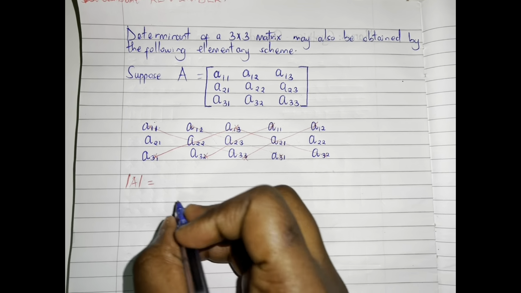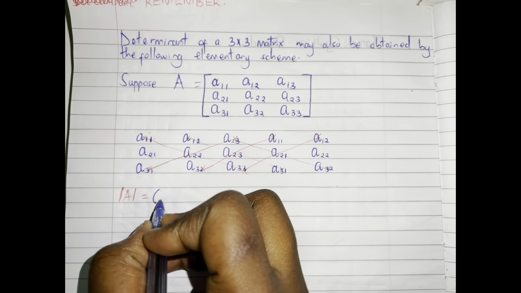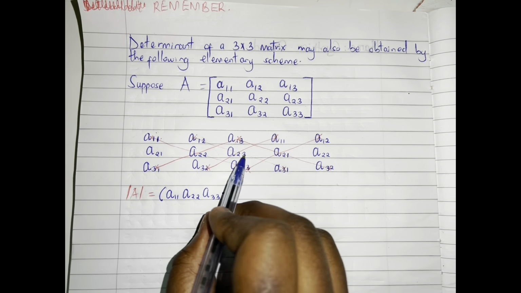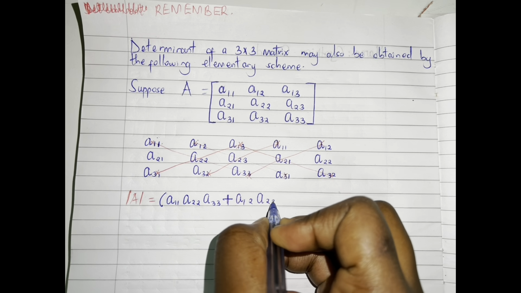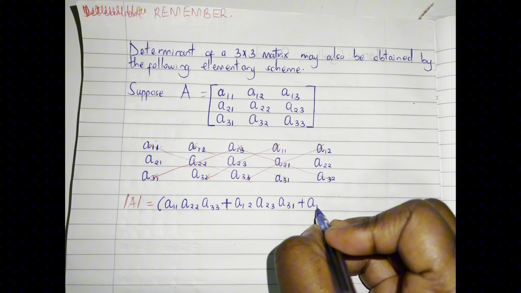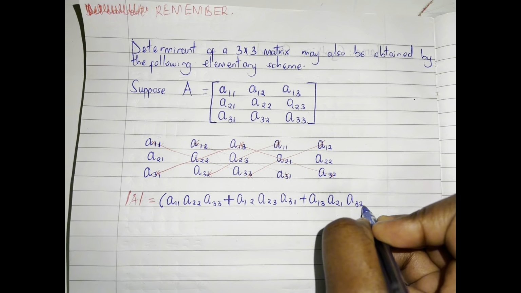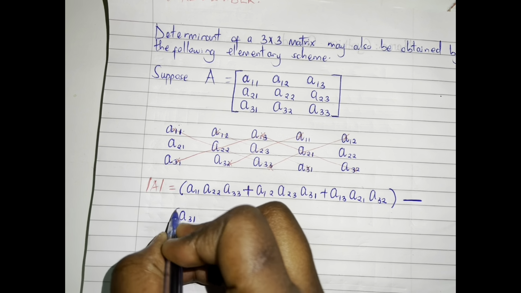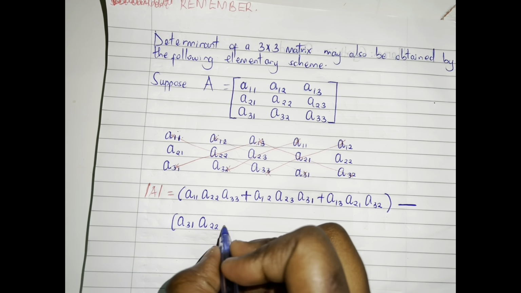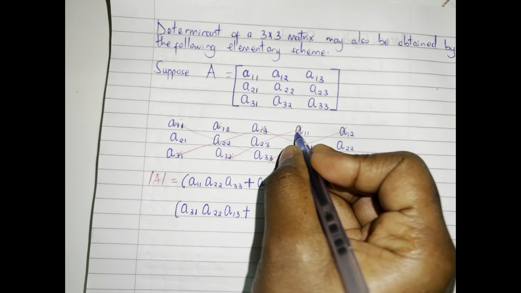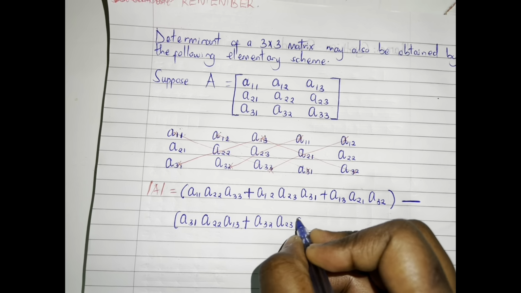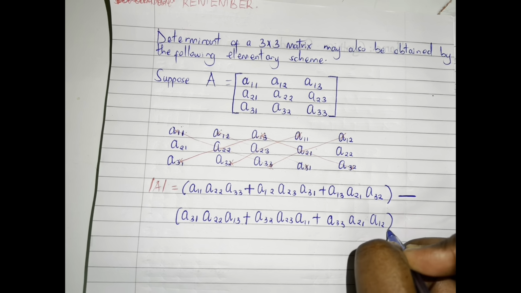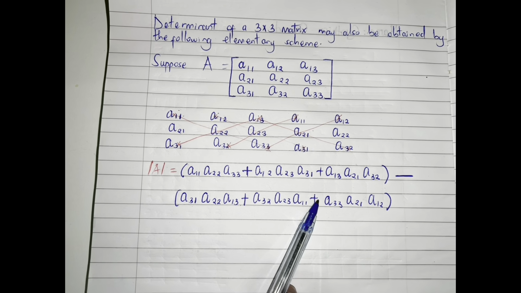So in finding the determinant, this is the formula. We're going to take A11, A22, and A33, multiply them, plus A12, A23, A31, plus A13, A21, and A32, minus, we're going to use the third row, A31, A22, A13, plus A32, A23, A11, plus A33, A21, and A12. From this formula is how we'll generate the determinant of A.